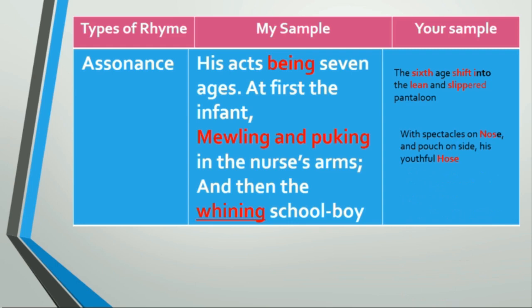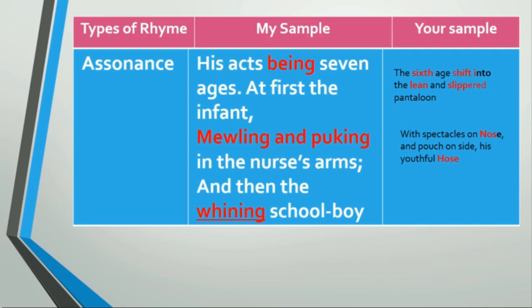Another. If you got this, then you are right. You have nose and hose. Nose and hose. That's right. That is a vowel sound, an O sound. Now, what do we mean by assonance? If we have a vowel sound, what do we mean? Assonance.